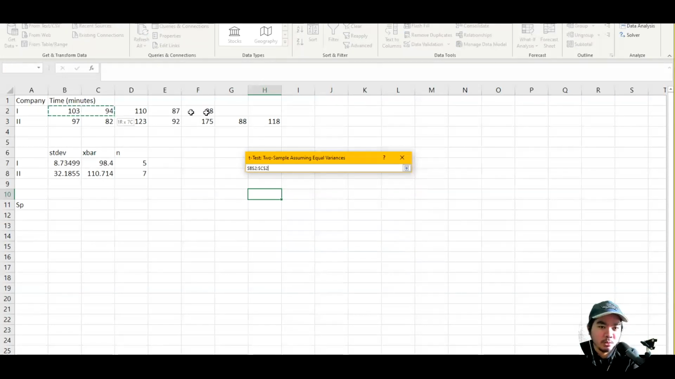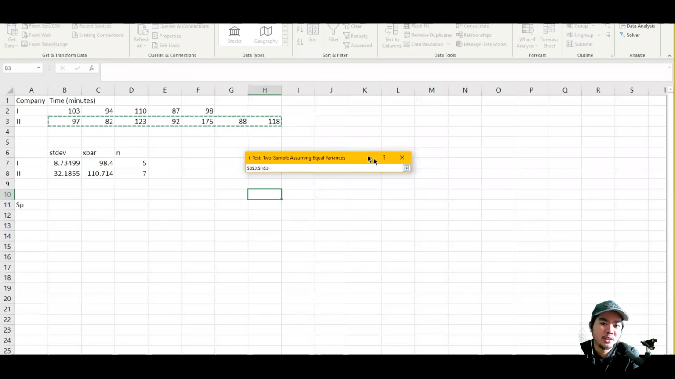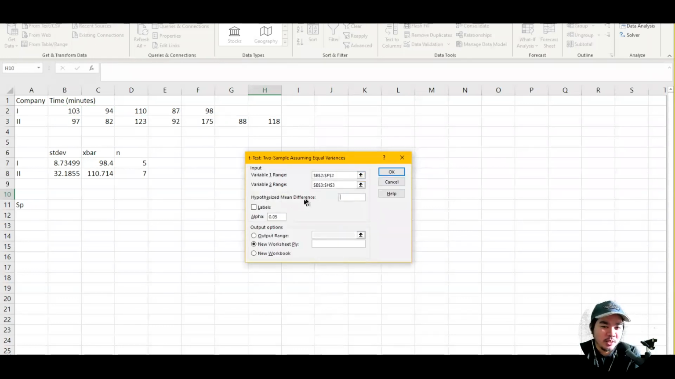Okay, so what we do is select this one. And this, class, I'm using just as a shortcut. You can include the blank cells or just this. Now, the hypothesized mean difference is where you put it if we assert, for example, that company 1 is longer than company 2 by 30 minutes. But right now, we are not doing hypothesis testing.